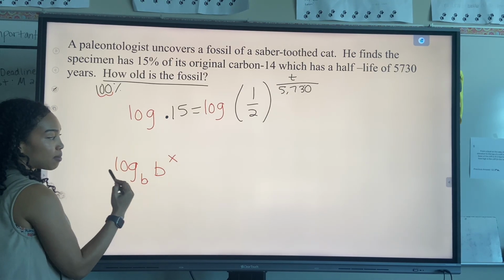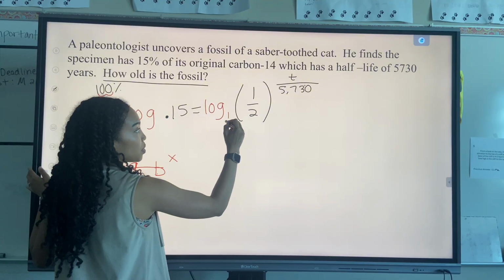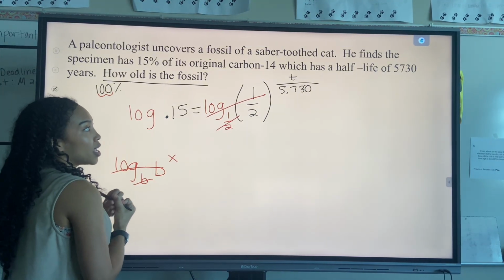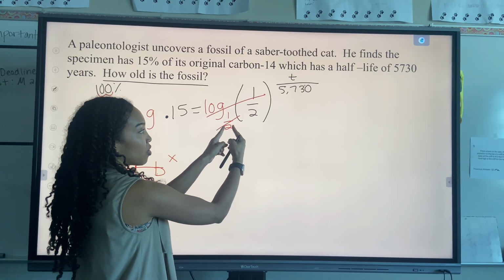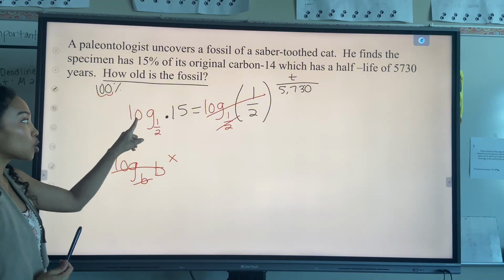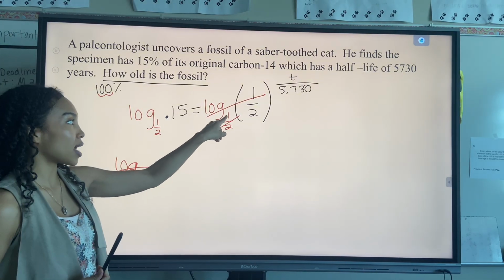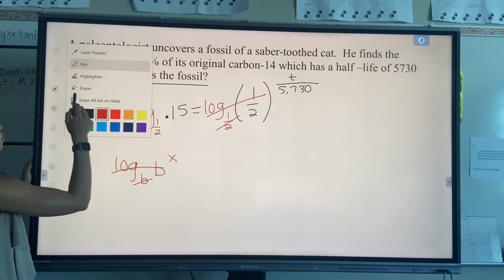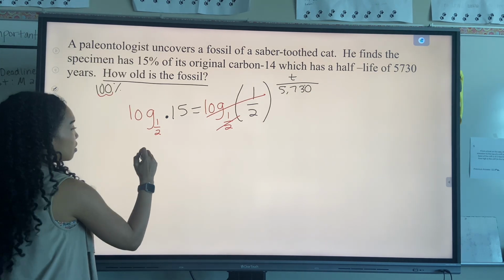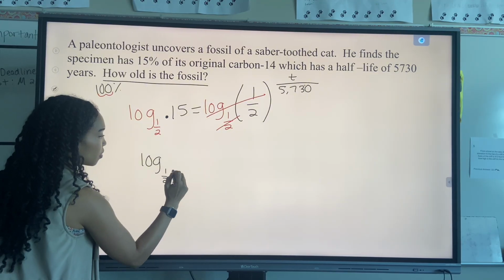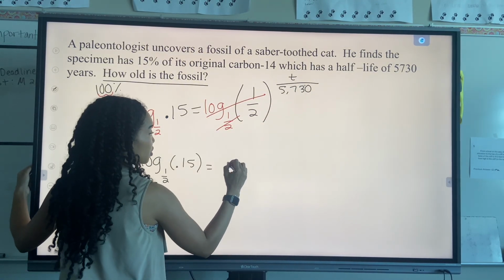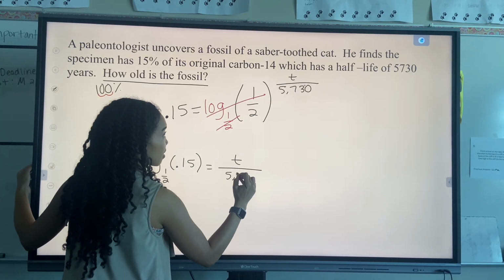If just these are the same, it cancels. 1 half. So I need this to be a 1/2 so that these cancel out. And if I do log with base of 1/2 on this side, I also need to do it to this side. So do log with the base of 1/2 on both sides. So this is what I'm left with. Log of 0.15 is equal to what's left over? T over 5,730.